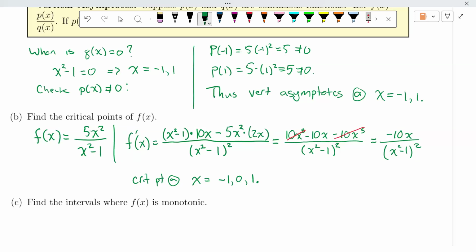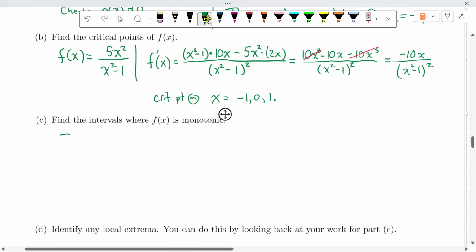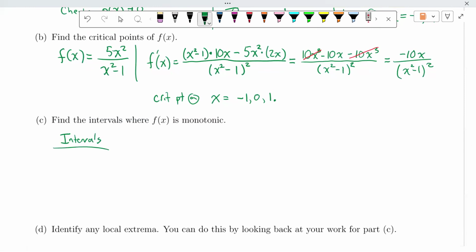Now let's figure out where this function is monotonic, which is fancy talk for when is it increasing. And so we're going to have some intervals here. We'll go -infinity to -1, -1 to 0, 0 to 1, and 1 to infinity. And I'll throw in some test values here. We're going to plug them into this function right there. What's a good test value you think you should plug into this? -2 looks good to me, yeah.